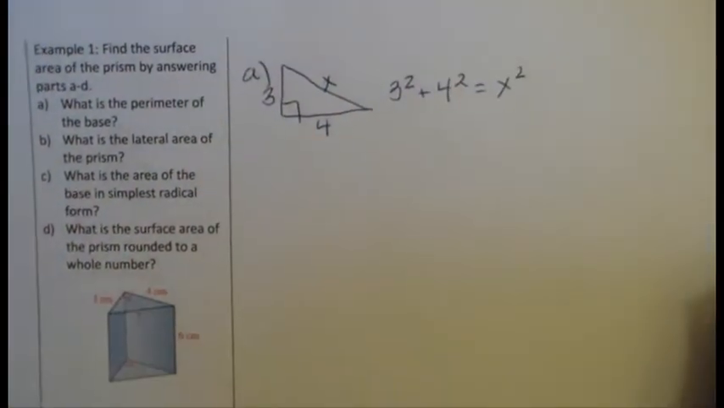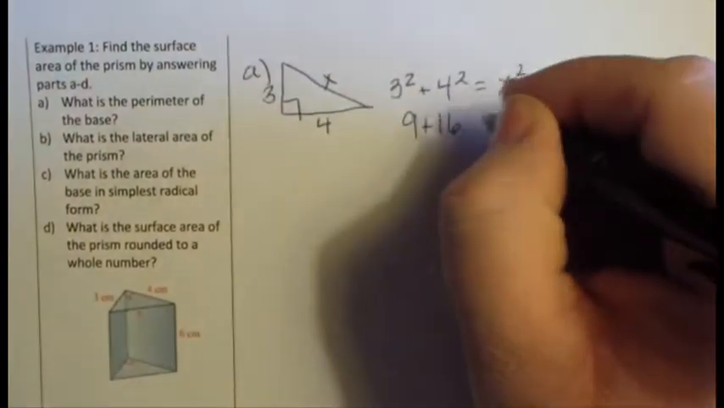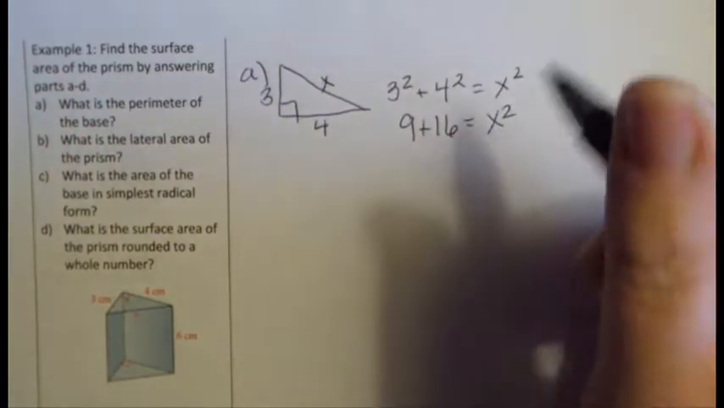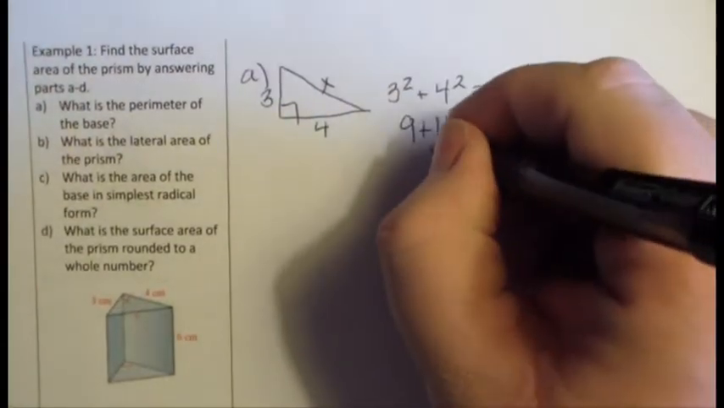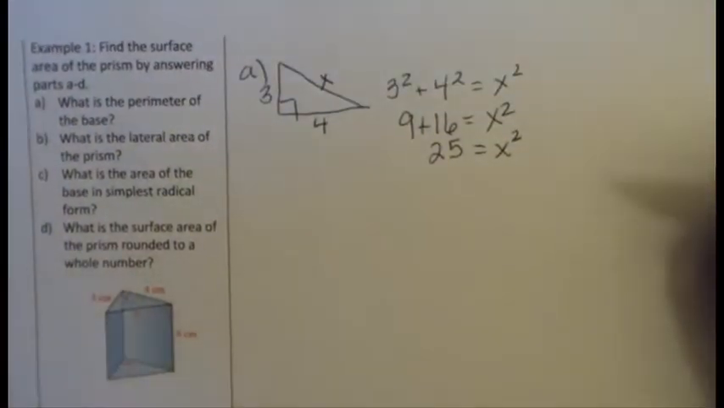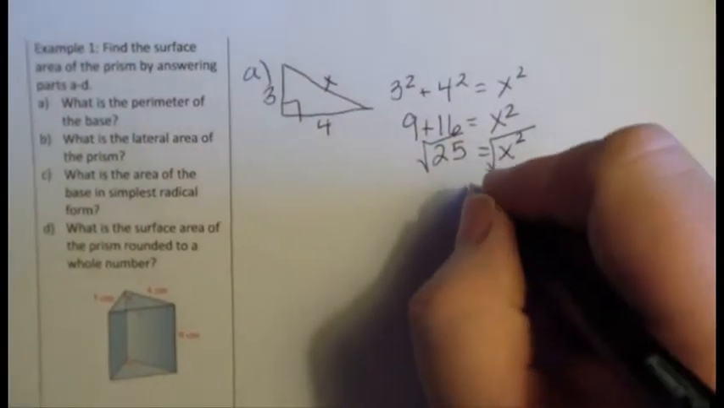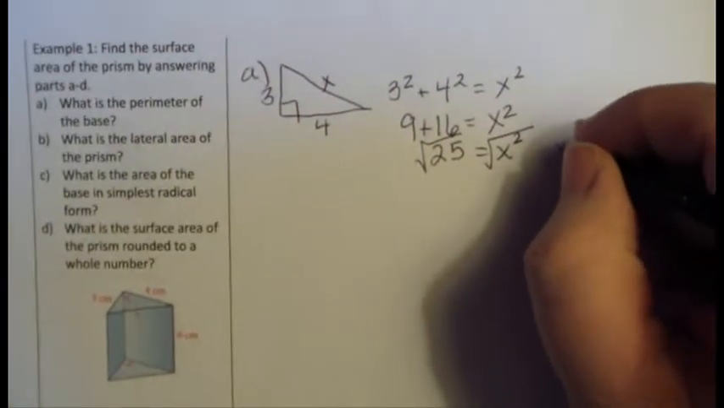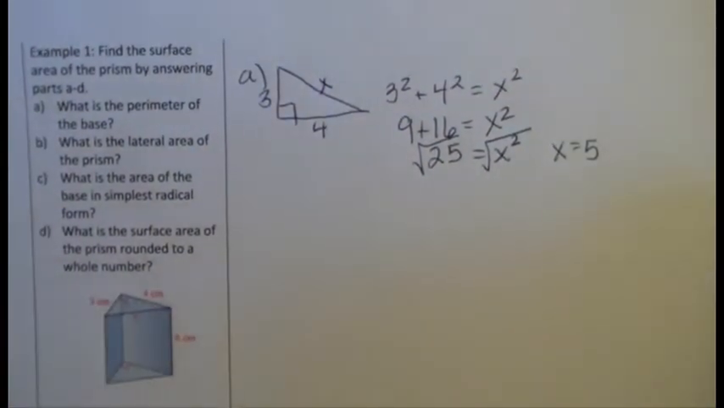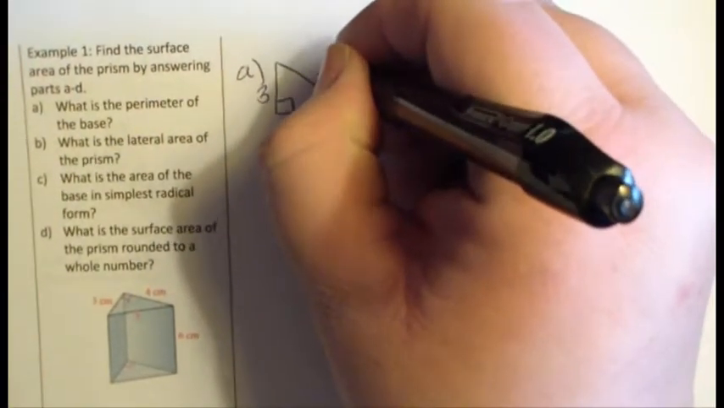Alright, so 3 squared is 9. 4 squared is 16. 9 plus 16 is 25. And then to get x by itself, we're going to have to take the square root of each side. And we find out that x is 5. So the 3 sides of our figure are 3, 4, and 5.